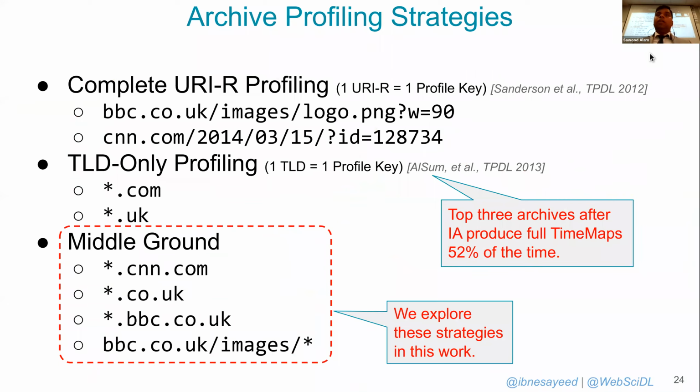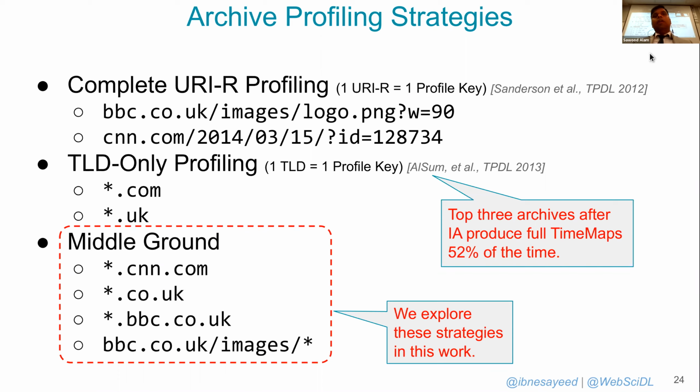So how is profiling done? What are the strategies? In the past, Sanderson et al. in 2012 created complete URI-R profiling. What they did is they used CDX files, which are like indexes of archives, from many members of the IIPC community. So they created a complete knowledge of all the archives at that time. The problem was that by the time the list was ready, many archives had already crawled more stuff. So keeping CDX files in sync is both technically and logistically very problematic and difficult.